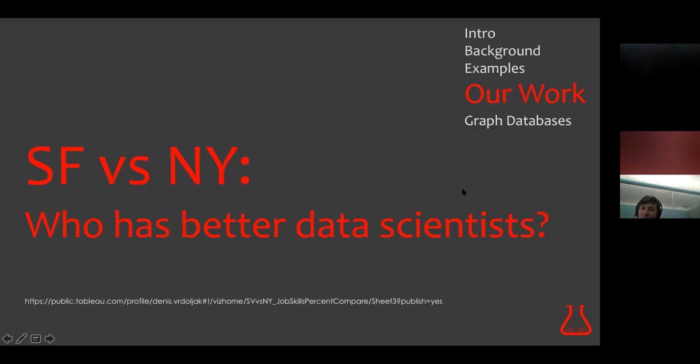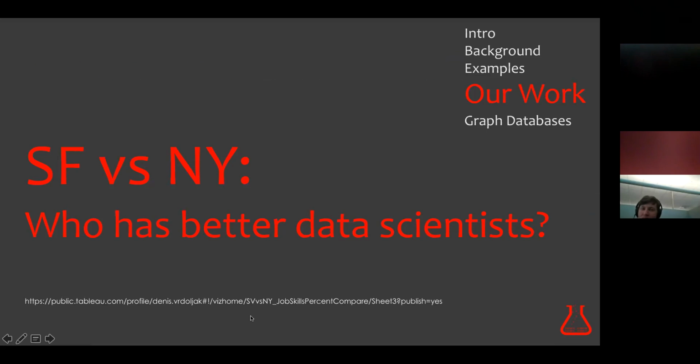Next slide. So we did an analysis on this and pulled data from San Francisco and New York. I grew up in Silicon Valley. Gunnar grew up in New York. And so we wanted to see who has better data scientists based on the job requisitions for each region. So we pulled about 40,000 jobs from each one and did the NLP to turn them into a graph and then analyze the graph with the API.